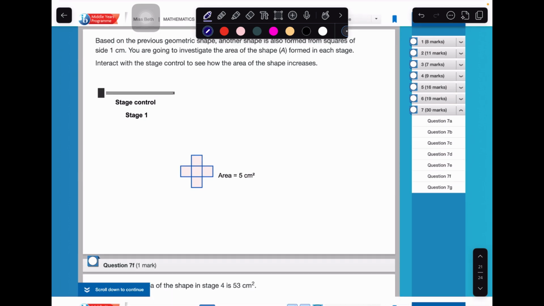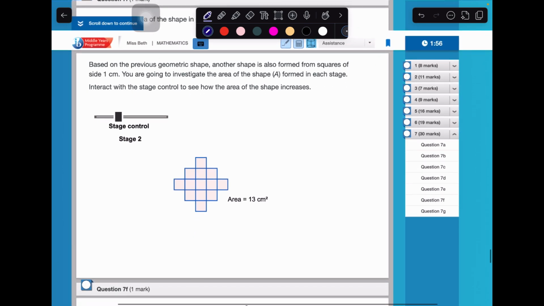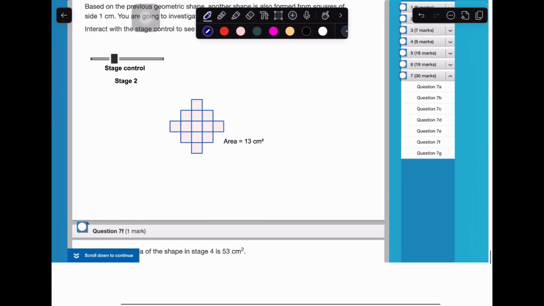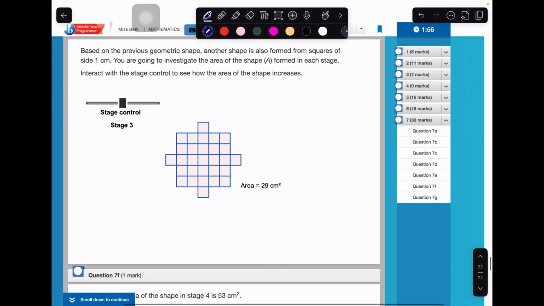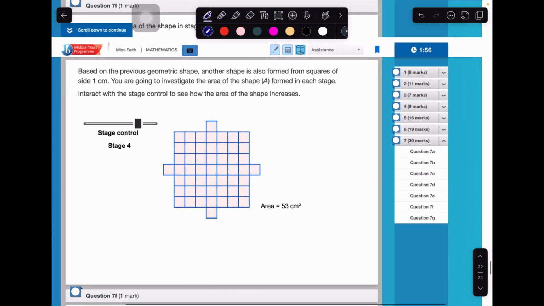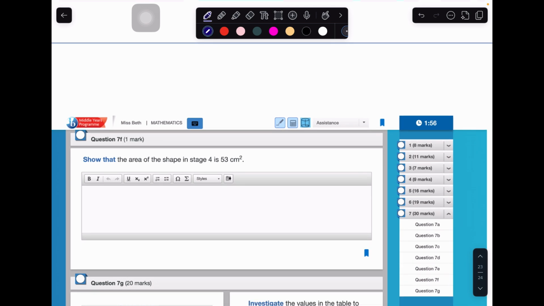So we've got stage 1 here, area is 5. Stage 2, the area is 13. Let's see, stage 3 is 29. Stage 4 is 53. Okay, show that the area of the shape in stage 4 is 53.